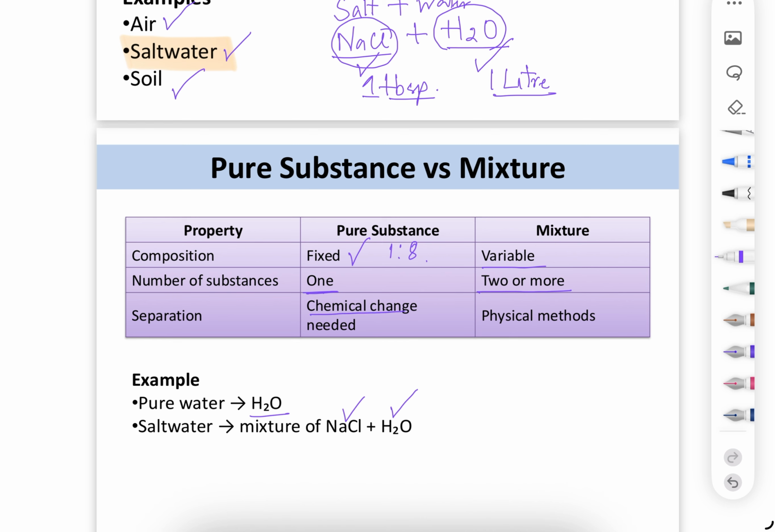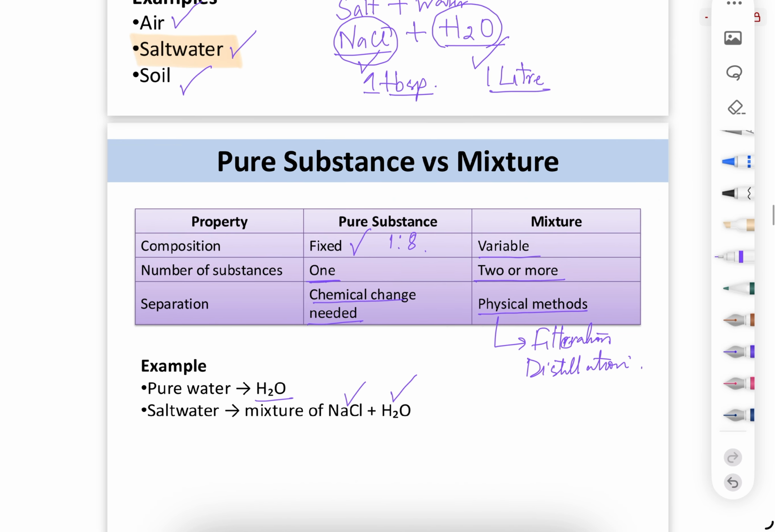Separation. If you need to separate a pure substance, that's a chemical change. But a mixture can be separated physically. When I say physically, you can do filtration, you can do distillation. So these are some examples, all right?